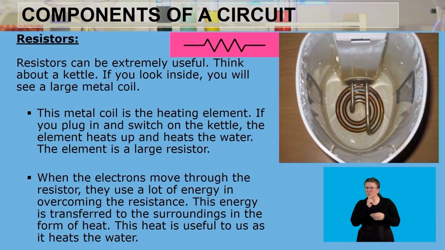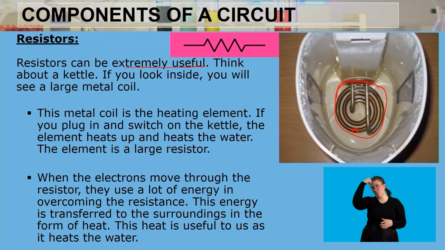Continuing with the resistors, they can be extremely useful. How can they be useful? We need to think about a kettle. If you look inside the kettle, you will see a large metal coil, and we know this metal coil is an element. This metal coil is the heating element, and if you plug in and switch on the kettle, the element is going to heat up.